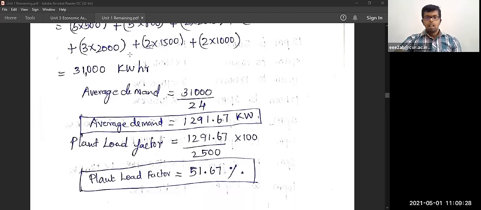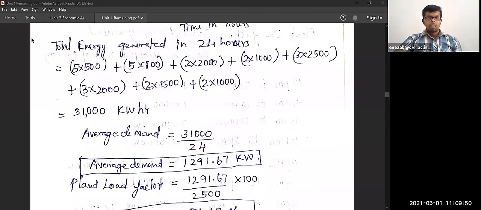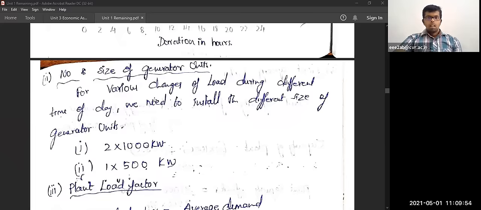Very, very simple. Hardly it will take 5 to 10 minutes. If you are taking more than that, you need some practice. Hardly 5 to 10 minutes, like that easily you can complete. But the units are very, very important. Here percentage, here average demand in kilowatt or megawatt, whatever is given in the problem. Here total energy generated in kilowatt hour.